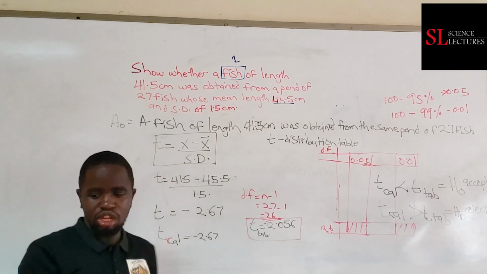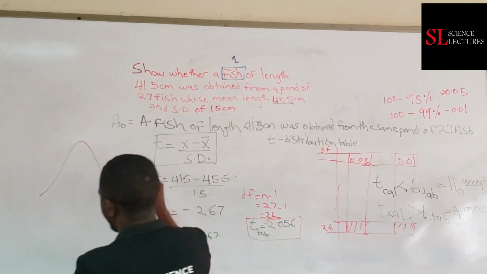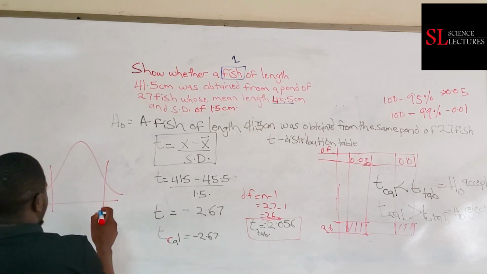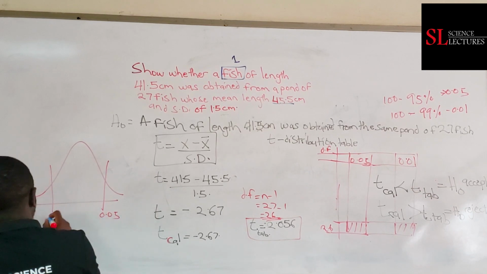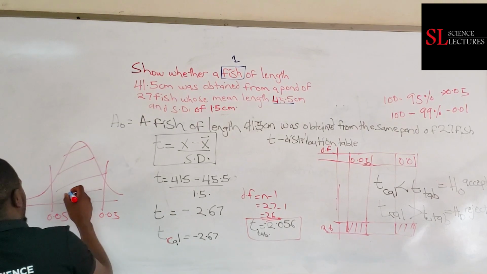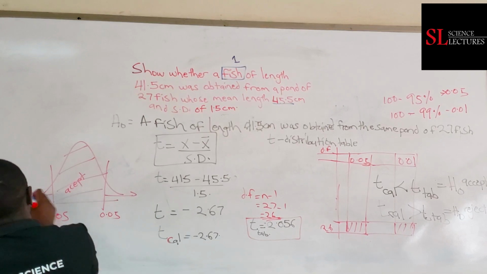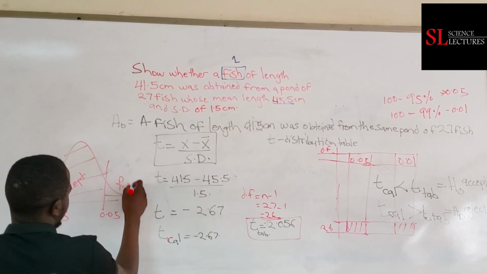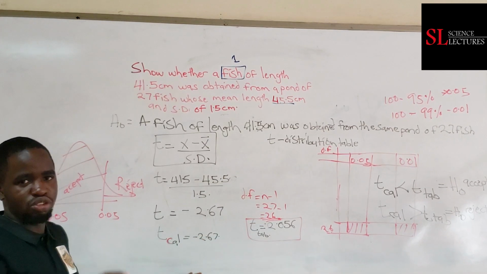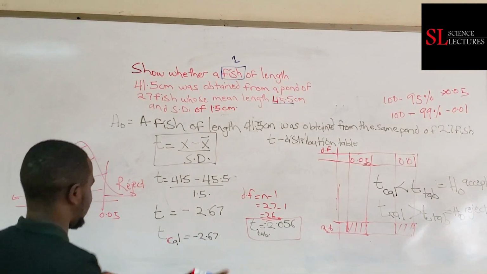If I try to represent the same thing graphically, if this is my distribution curve, and I say this is at 95%, which is 0.05, then anything within here makes you accept the null. Anything beyond the critical value makes you reject the null. So whenever you don't know whether to accept or reject, you just draw this curve and see where the figure falls.